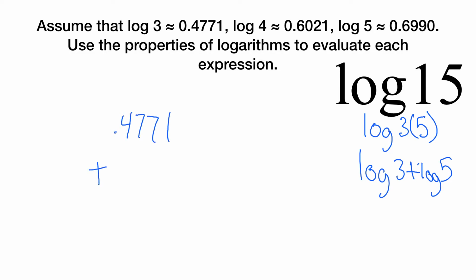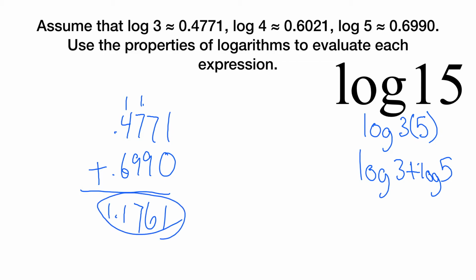So, in this case, 0.4771 plus 0.6990. 1 plus 0 is 1. 7 plus 9 is 16, so carry the 1. 8 plus 9 is 17. 6 plus 4 is 10 plus 1, 11, so it becomes 1.1761.